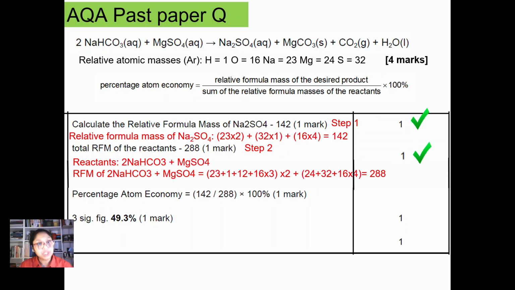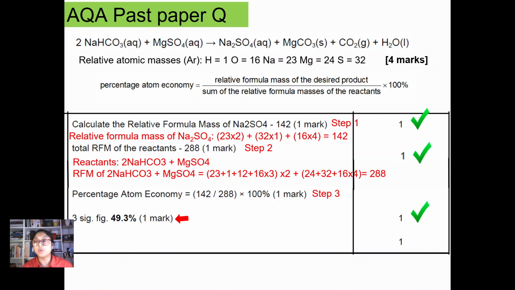Now, step 3, we are going to calculate the percentage atom economy. So 142 you got in step 1, divided by 288 you got in step 2, times 100. You got the final answer, 49.3.